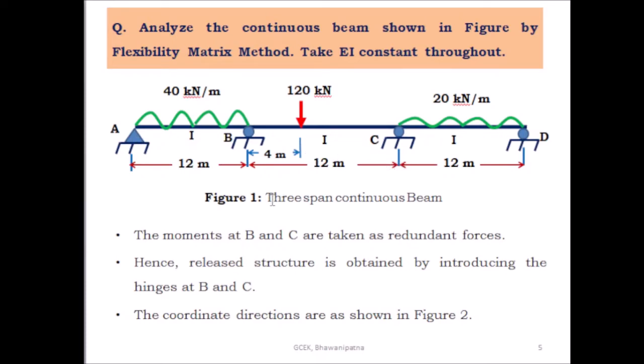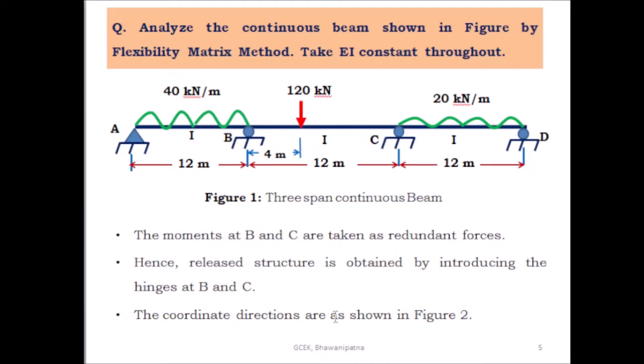So you have to choose two redundants and assign two coordinates. Where will you choose the redundants? Choose one redundant at B and another redundant at C. The moments at B and C are taken as the redundant forces: the moment at B is one redundant force, and the moment at C is the other. Hence, the released structure is obtained by introducing hinges at B and C.